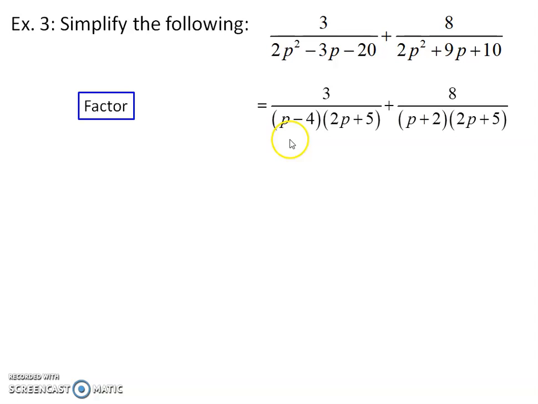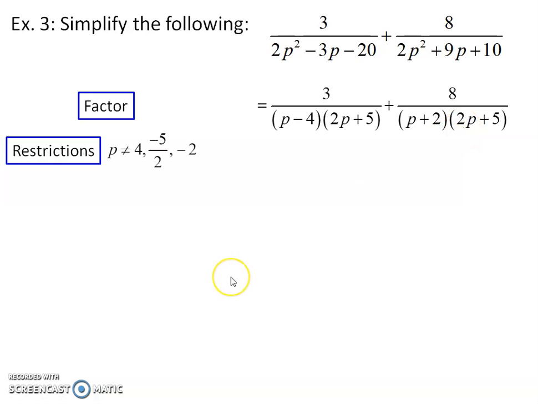This one factors as p minus 4 times 2p plus 5, and this one is p plus 2 times 2p plus 5. So there's a common factor there already. The next step is to state restrictions, so that's based on each one of these factors. 4 is a restricted value, negative 5 over 2, and negative 2. This one was already mentioned. So those are all of my restrictions. Probably I should have written them in increasing numerical order. I didn't here, so it's not bad.